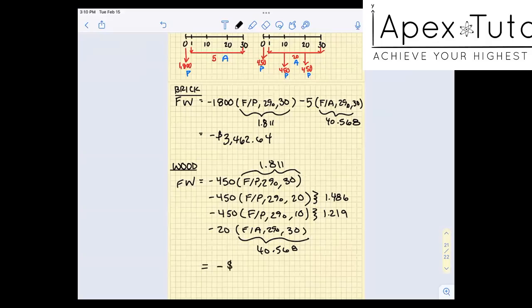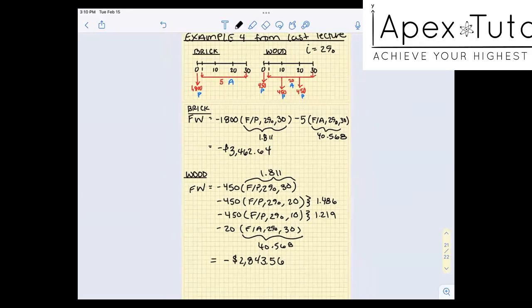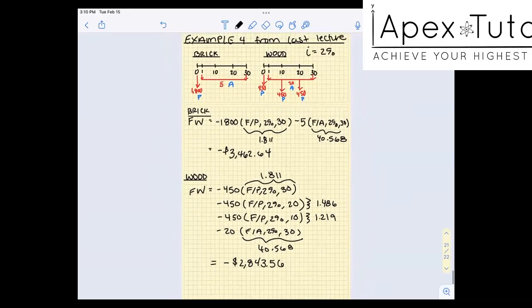2,843 and 56.56. Why are both our answers negative? Because we aren't making revenue off the deck. Very good. Our entire cash flow diagram, everything was pointing down.